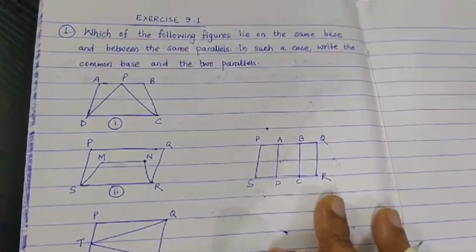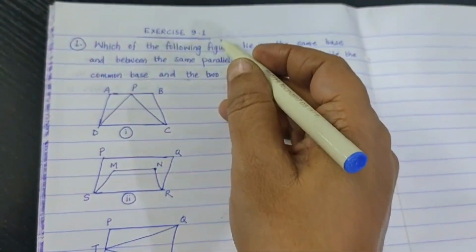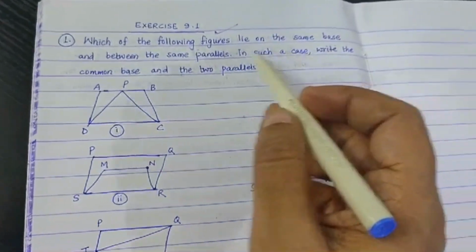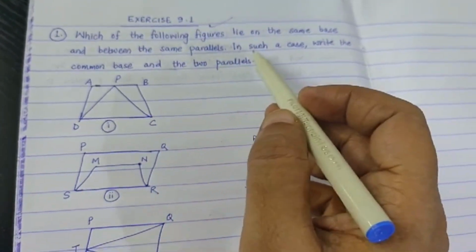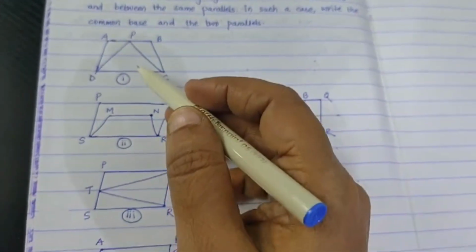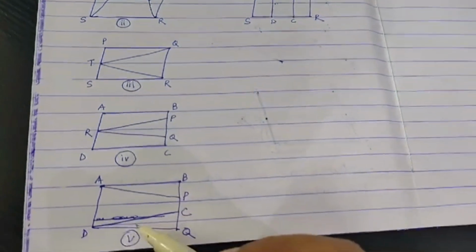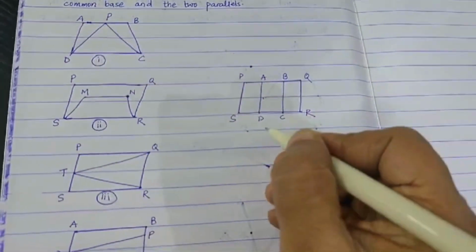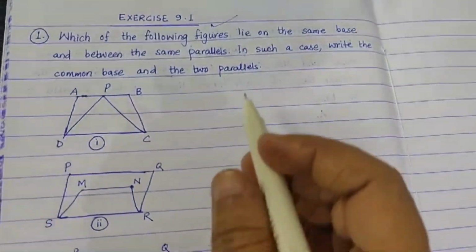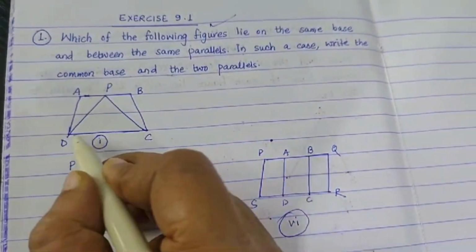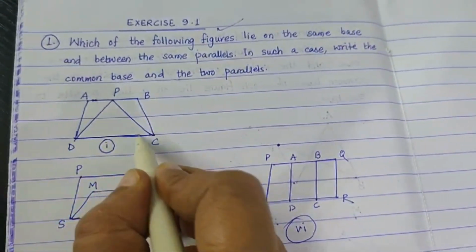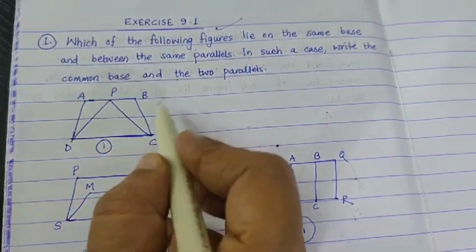Now let's see this question. This is from the NCERT textbook, exercise 9.1. The question is, which of the following figures lie on the same base and between the same parallels? In such a case, write the common base and the two parallels. We have been given 6 questions. First of all, figure 1 has one trapezium and one triangle on the same base CD and also between the same parallels AB and CD.